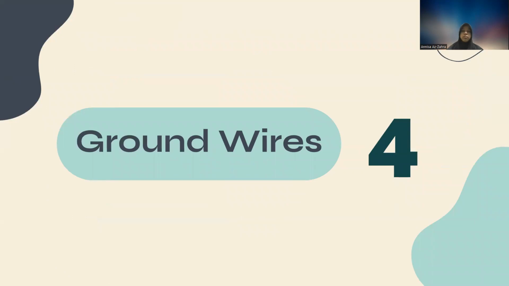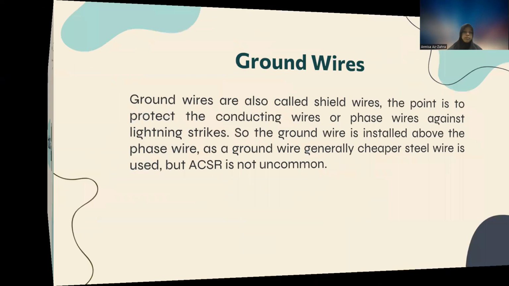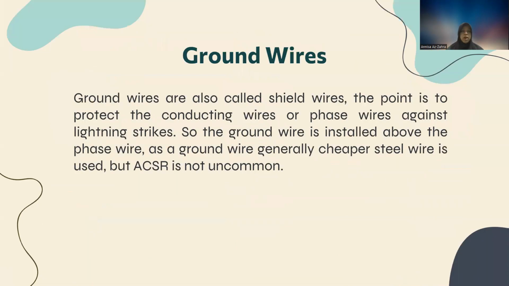The last but not the least are ground wires. Ground wires are also called shield wires. The point is to protect the conducting wires or phase wires against lightning strikes. So the ground wire is installed above the phase wire. As a ground wire generally cheaper steel wire is used, but ACSR is not uncommon.